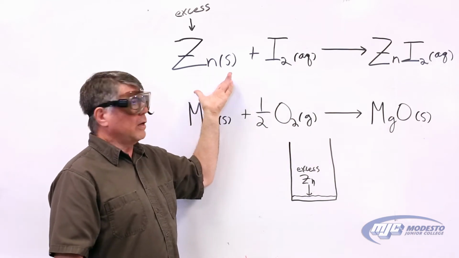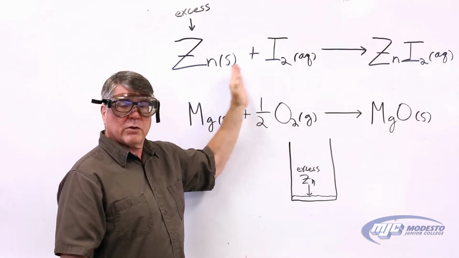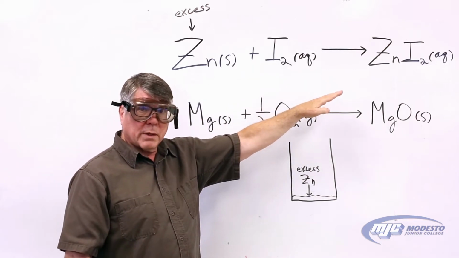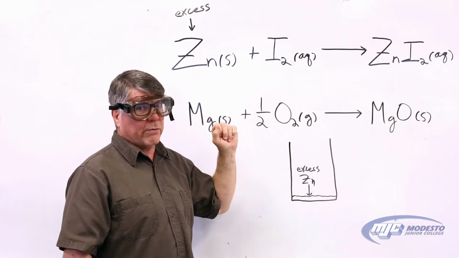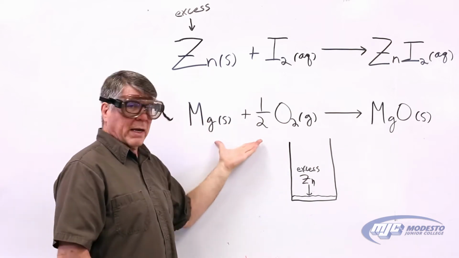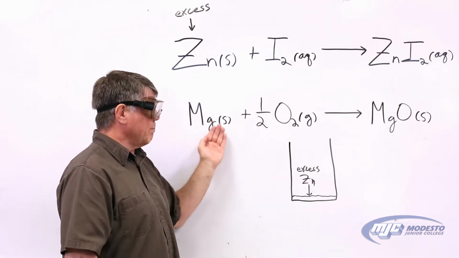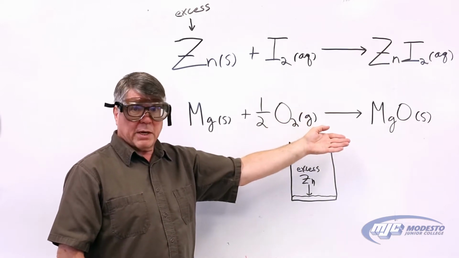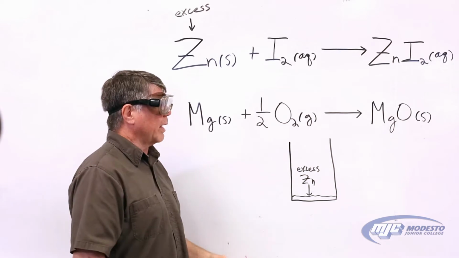And the synthesis is a combination reaction, zinc combining with iodine to make one thing, zinc iodide. It's also, by the way, a redox reaction. For the magnesium oxide portion, we're going to combine magnesium with oxygen to make magnesium oxide. Combination reaction, also a redox reaction.